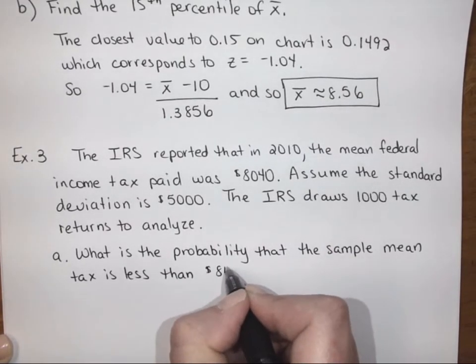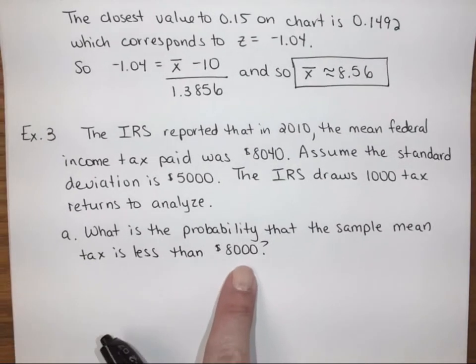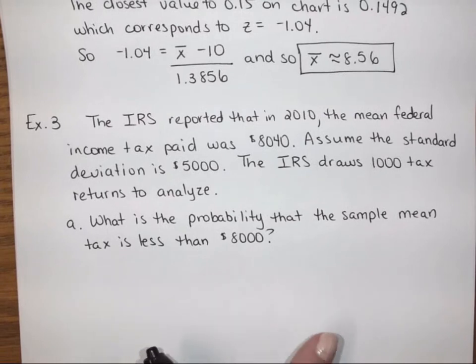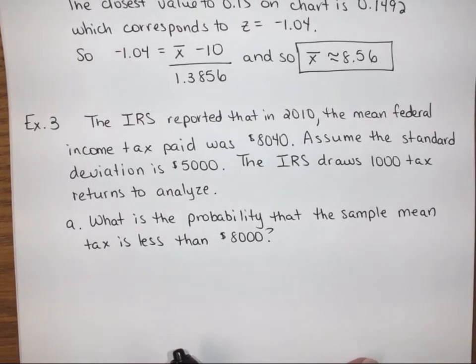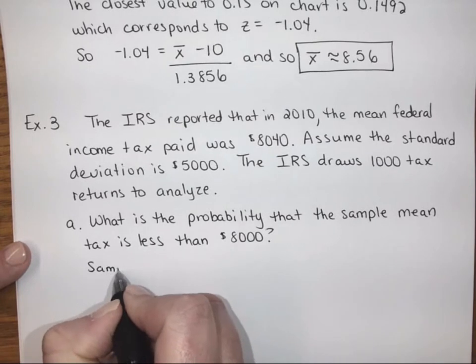All right, so I want the probability that the sample mean tax paid is less than $8,000. Remembering that I could choose any 1,000 tax returns, right? Out of the millions of tax returns that would come in 2010, I could choose a lot of different groups of 1,000. So what's the chance that any of those groups of 1,000 I choose would have means that were less than $8,000?